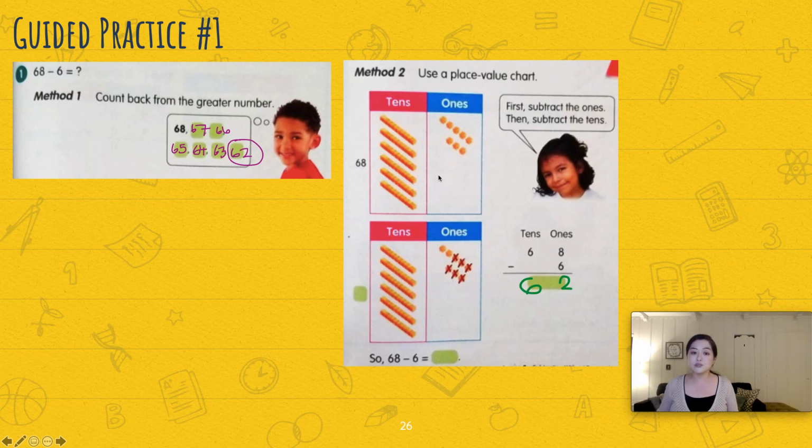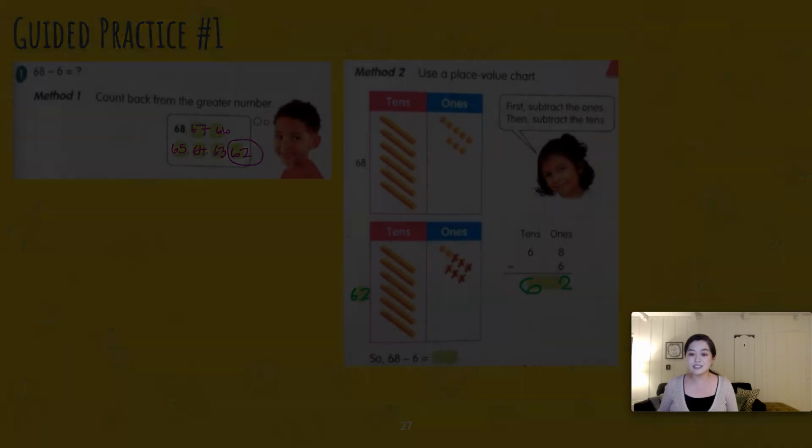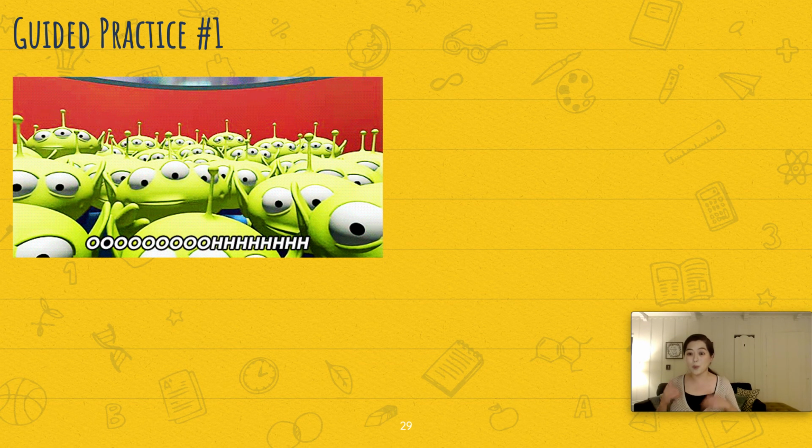We can also use this visual aid to help us. Here is 68. Here, I took away 6, so now how many do I have? Let's count by tens. 10, 20, 30, 40, 50, 60. 1, 2. So I have 62. So 68 take away 6 is 62. Oh, I think you did a great job.